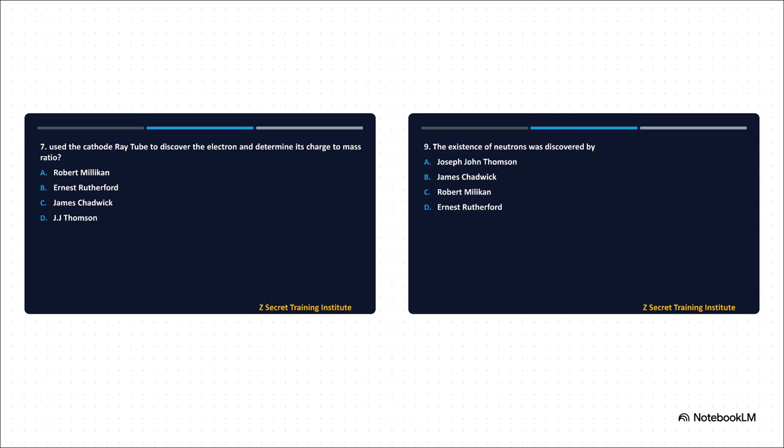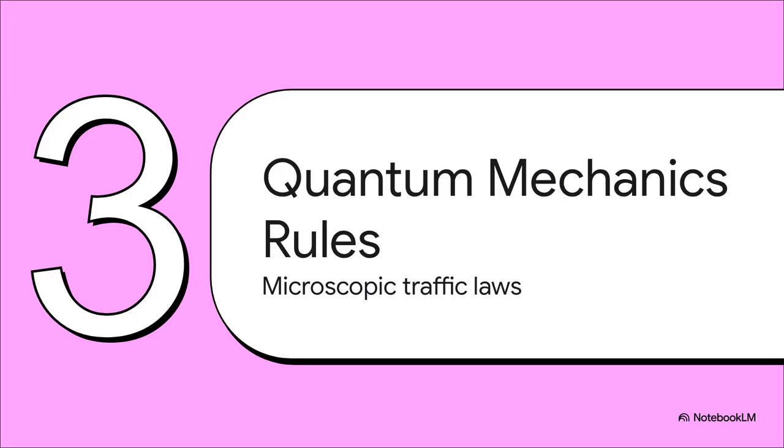Look at these two questions here. The one on the left asks who used the cathode ray tube to discover the electron and its charge-to-mass ratio. Boom! Based on that timeline we just covered, we know instantly that's J.J. Thomson. And on the right, the question asks who discovered the existence of neutrons. Without even breaking a sweat, we lock in James Chadwick. Having this historical framework isn't just about memorizing names, it's about deeply understanding how the pieces of the puzzle were actually found. That brings us to Section 3, the rules of quantum mechanics, the traffic laws of the microscopic world.